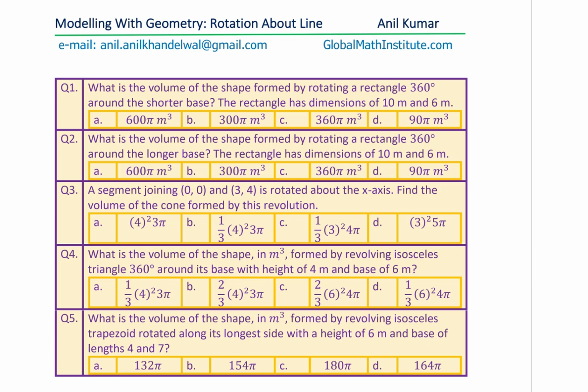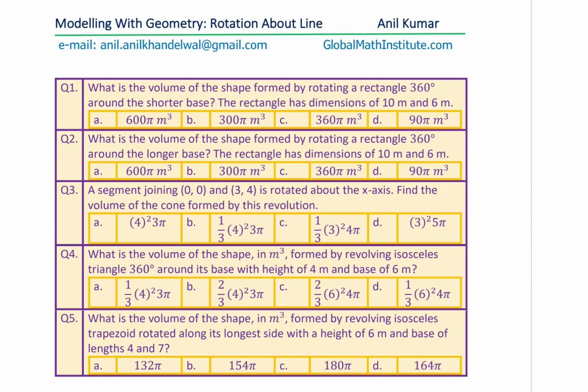Question number 1: What is the volume of the shape formed by rotating a rectangle 360 degrees around the shorter base? The rectangle has dimensions of 10 meters by 6 meters. 4 options are given to you. Question number 2: What is the volume of the shape formed by rotating a rectangle 360 degrees around the longer base? The rectangle has dimensions of 10 meters and 6 meters. Again, 4 options are given to you.